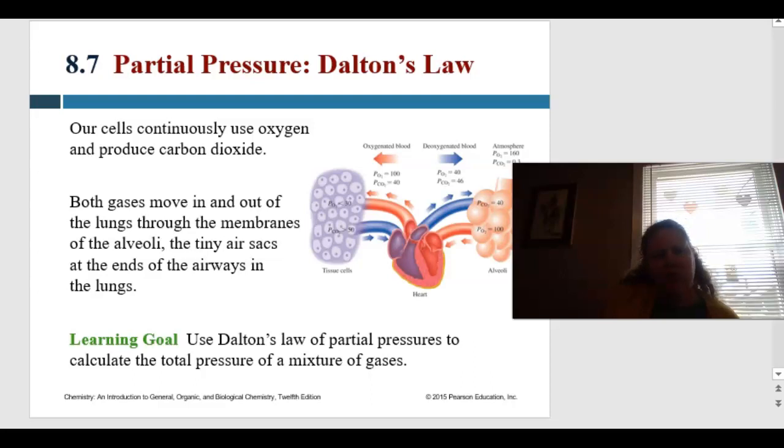Okay, talking about now partial pressures and Dalton's law. Our cells continuously use oxygen and produce carbon dioxide. That's cellular metabolism. Both gases move in and out of the lungs through the membranes of the alveoli, which are the tiny air sacs at the ends of the airways in the lungs. So what we're going to do is use Dalton's law of partial pressures to calculate the total pressure of gas mixtures.